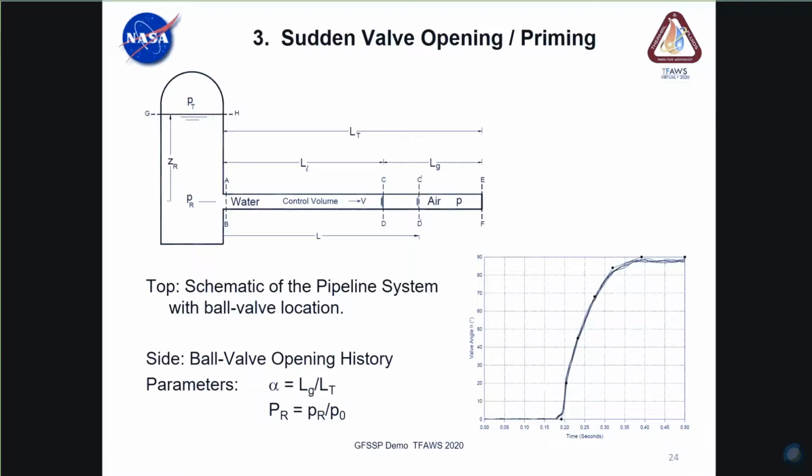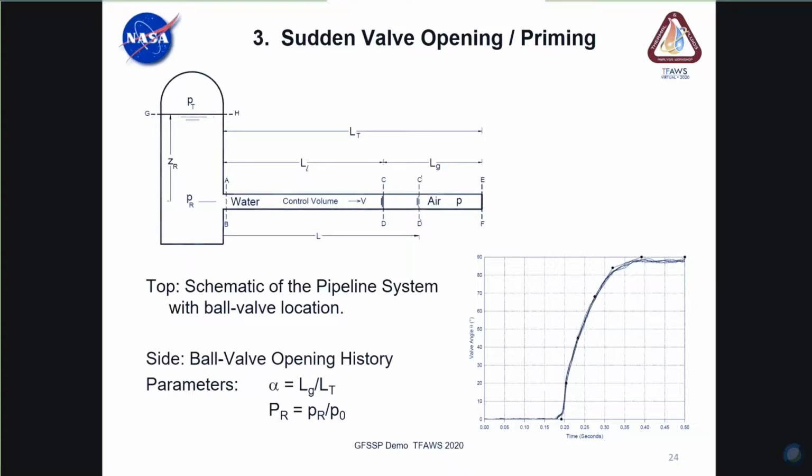Another type of fluid transient is that of sudden valve opening or priming. Sometimes in propulsion applications, you may have liquid behind a valve, and on the other side is empty pipe, either gas at low pressure or just completely evacuated. And then you get into space and you open that valve. Often this happens when you're using hypergolic propellants. So the liquid comes rushing into the empty space, hits the dead end, and you get a pressure surge.